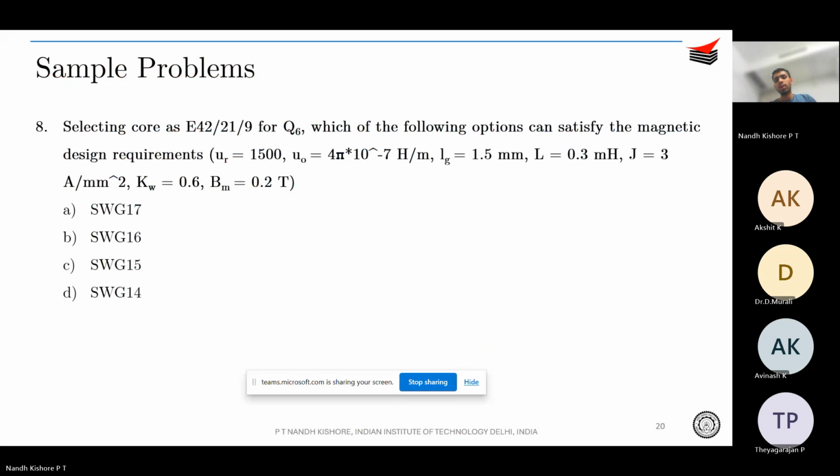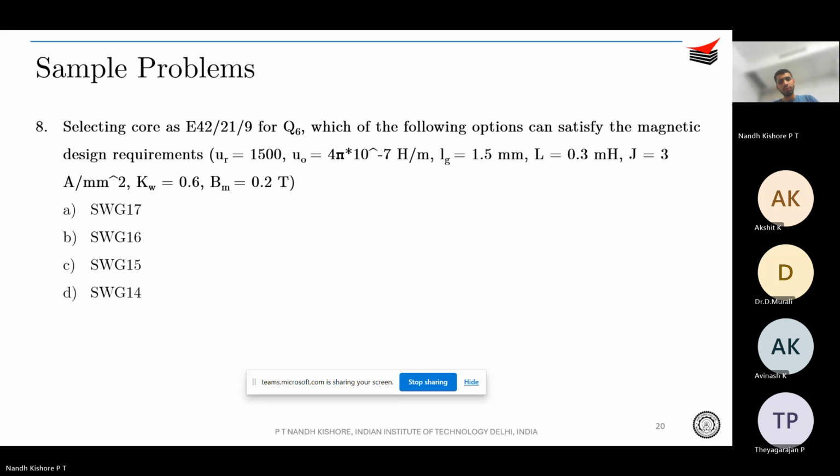Okay, but in the given question, they are telling us to choose E40/21/9 for question 6. Which of the following options can satisfy the magnetic design requirements? So μr is 1500, μ0 is 4π×10^-7 Henry per meter, Lg is 1.5 mm, L is 0.3 mm, J is 3 ampere per millimeter square, Kw is 0.6 and Bm is 0.2 Tesla. So this is the next step in the design. That is, we have to choose the wire gauge. SWG is 17, 16, 15 and 14.